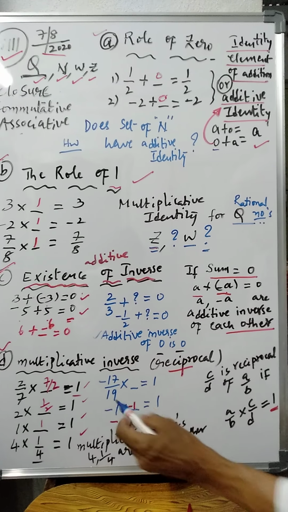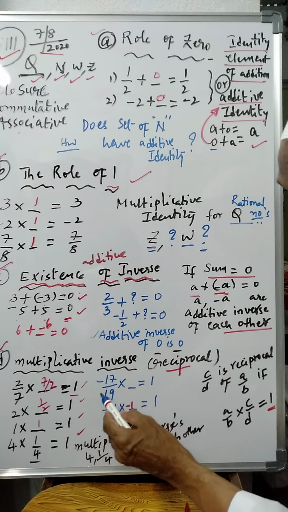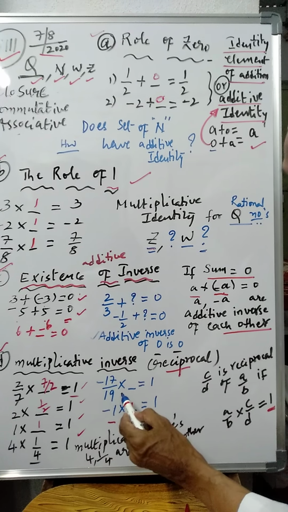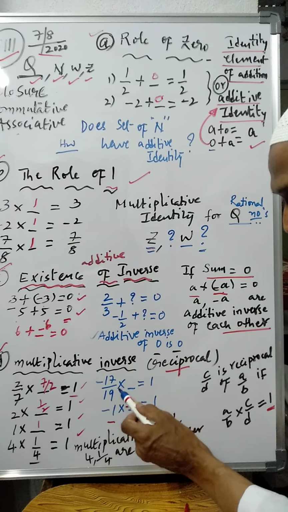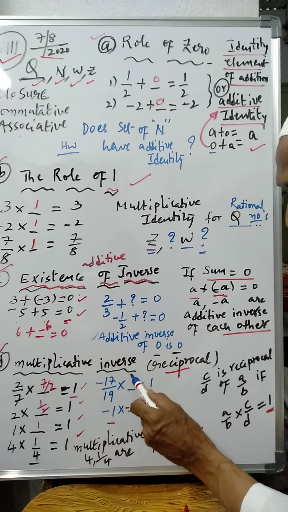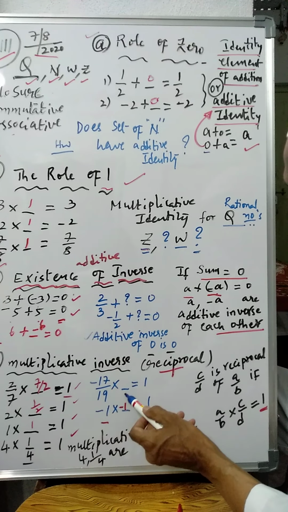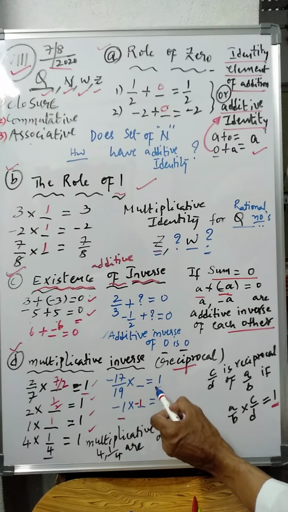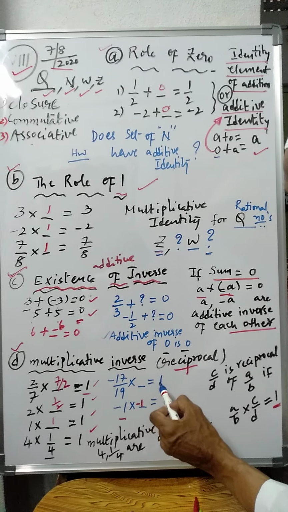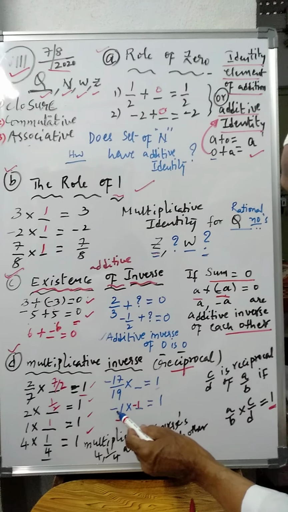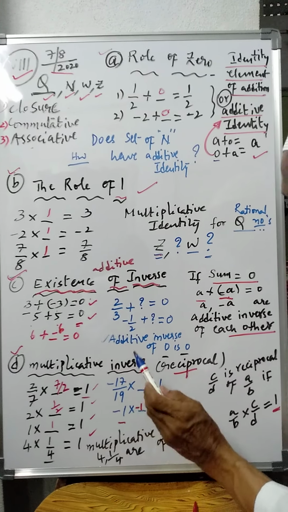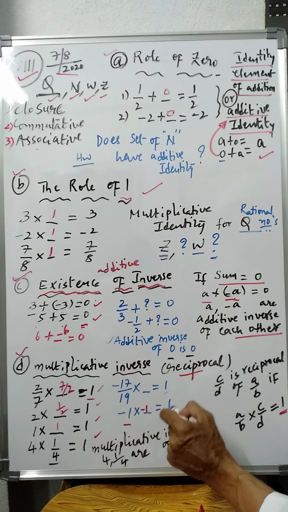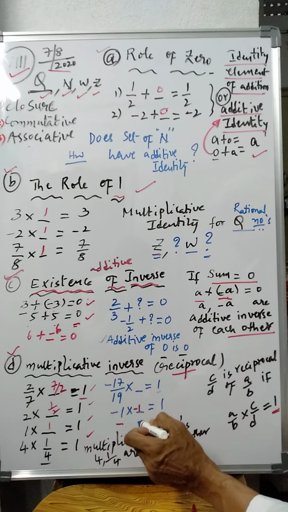Now homework. In this, what is the multiplicative inverse of minus 17 by 19? You write the denominator on top and the numerator below, and carry on the minus also, because you have to get the resultant answer in multiplication as plus 1. So minus 1 times minus 1 will give 1. So these are multiplicative inverses.